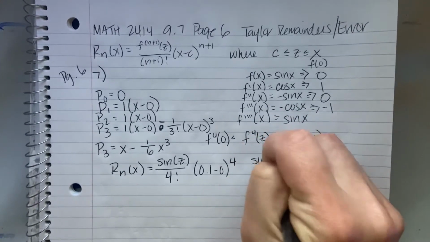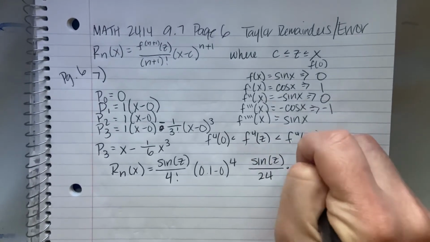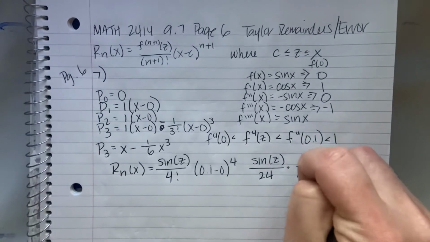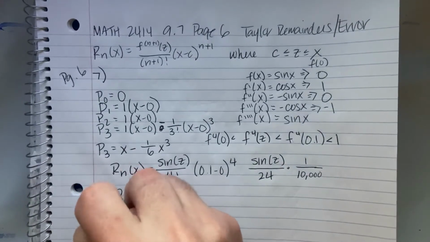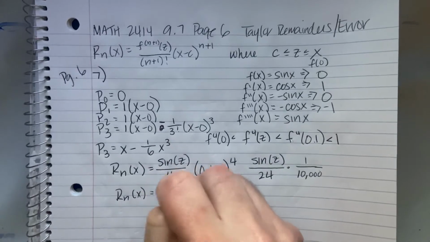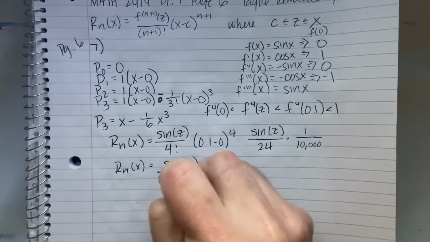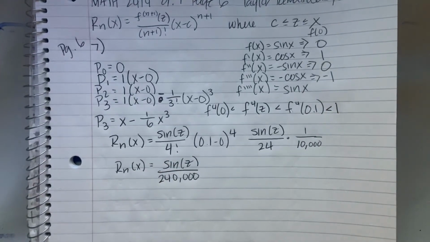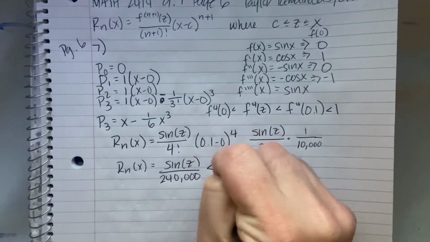Now, sine of z over 4 factorial, which is 24, times 0.1 to the fourth, which is 1/10 to the fourth, so 1 over 10,000. So this is equal to sine of z over 240,000. Now, we know that for all values of z, they're going to be between 0 and 0.1, but just generally speaking, we know that this is less than 1 over 240,000, because the sine is always less than 1.